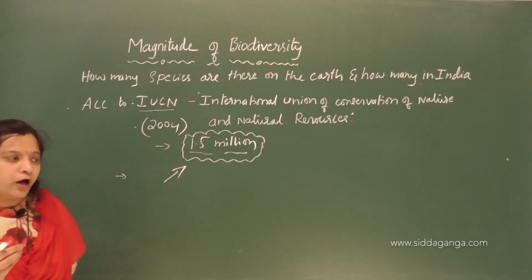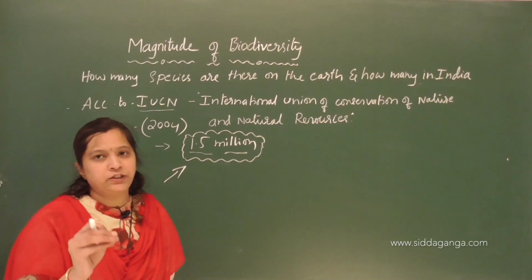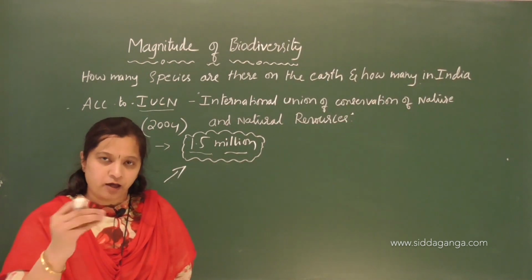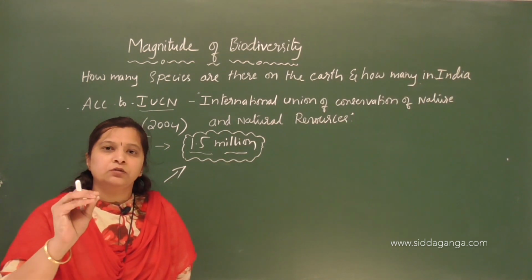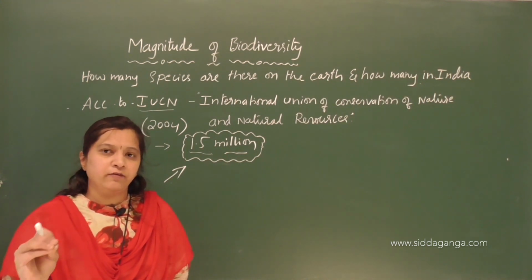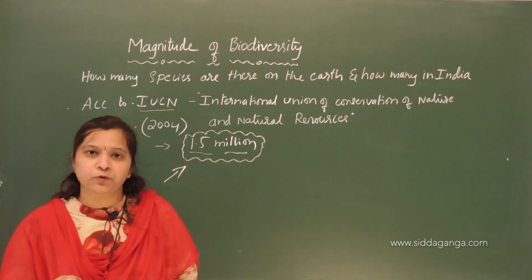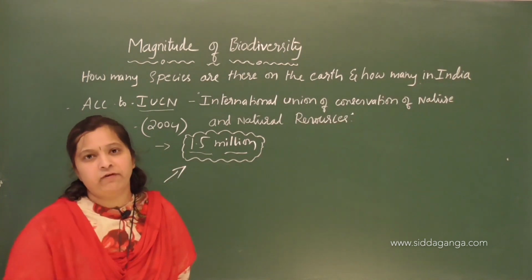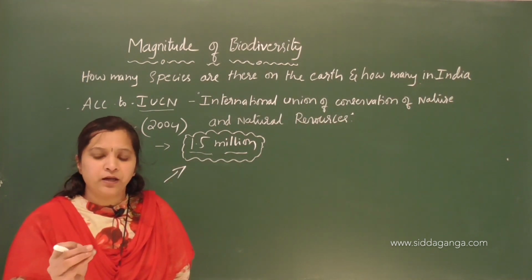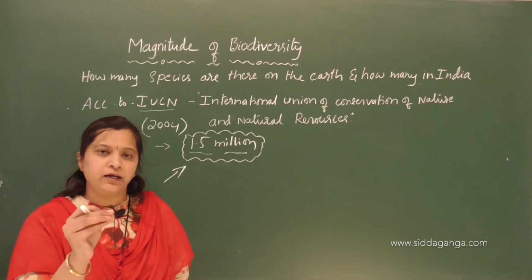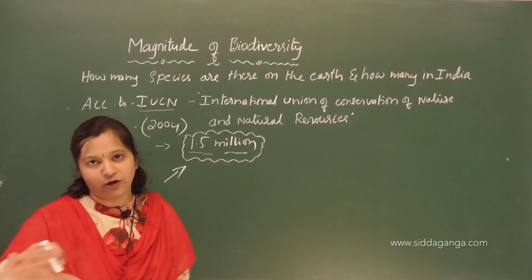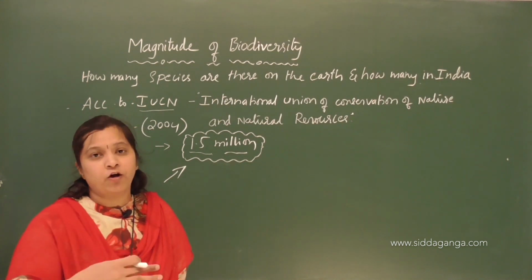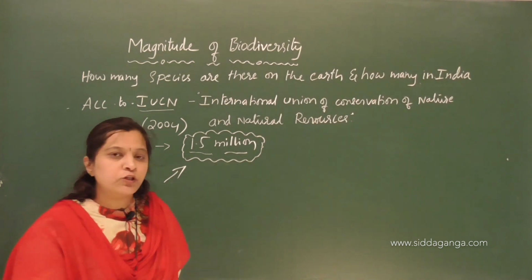And another thing is, there are still so many species yet to be discovered. They are present in such an environment where they are difficult to explore, and also many of the areas are not yet surveyed. For example, tropical areas. Tropical areas are the areas which come near the equator. Still there are so many areas in the tropical region which are not yet surveyed.